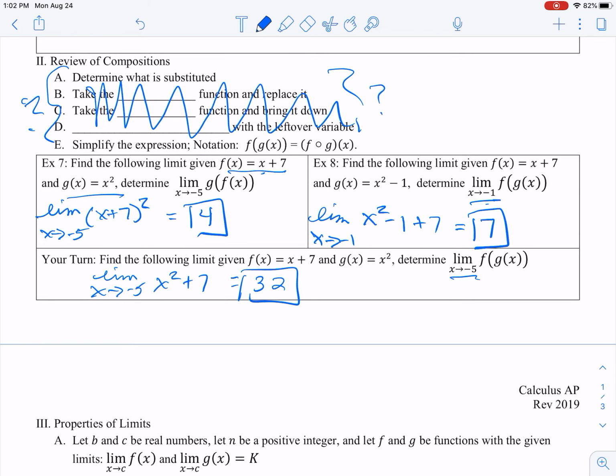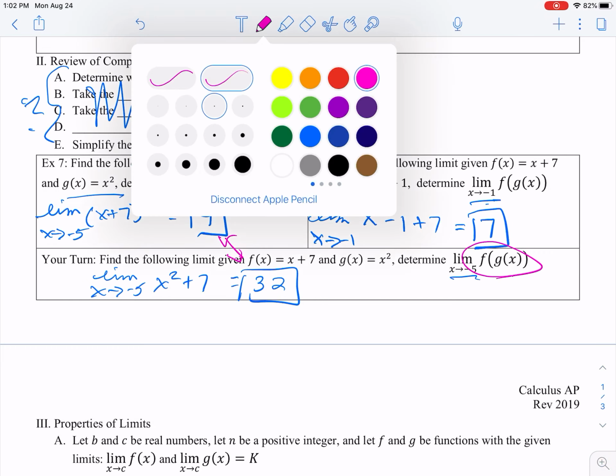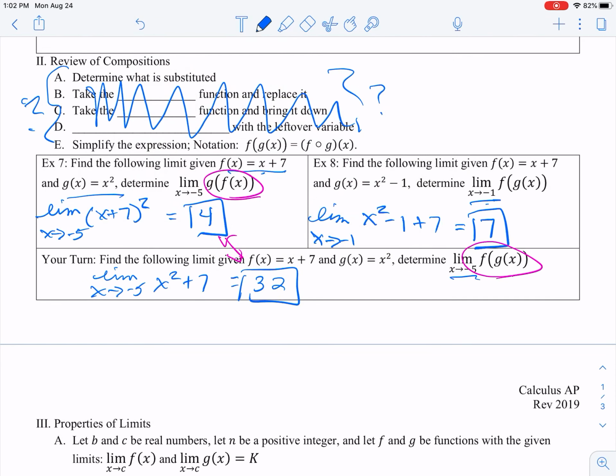Something to pay attention to and to note, these are not equal, okay? It matters which way you do the composition. Keep that in mind, all right? Hope that all makes sense. If not, pause, back up, look at it again.